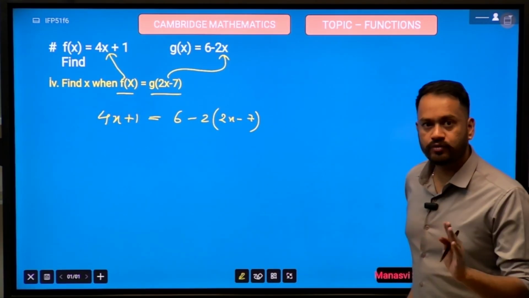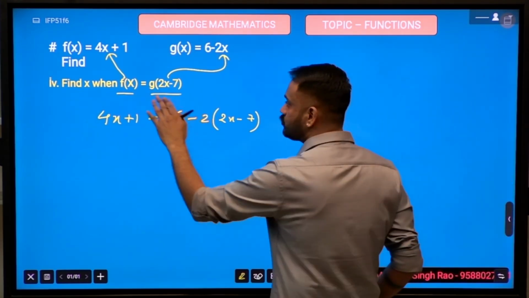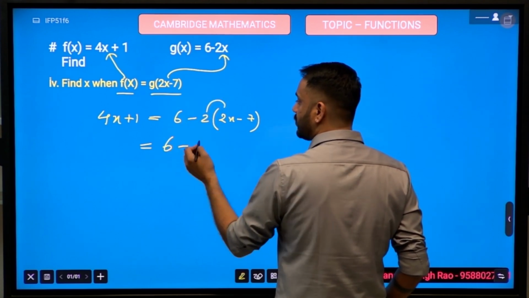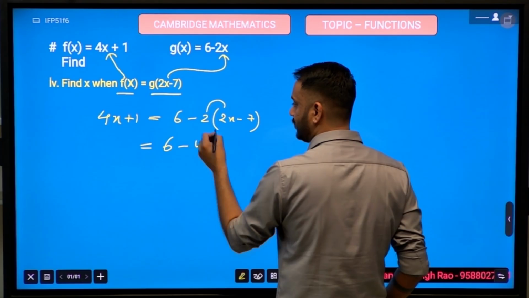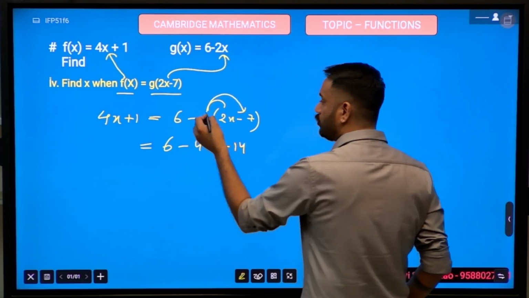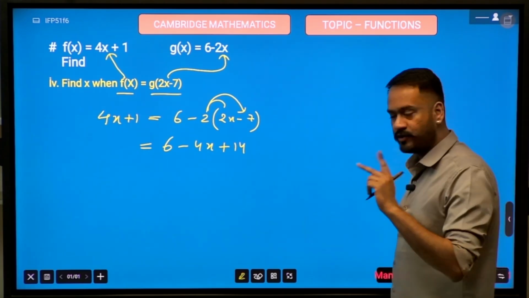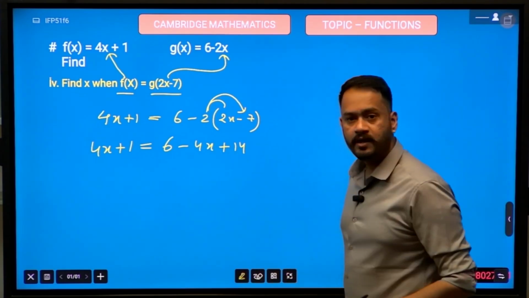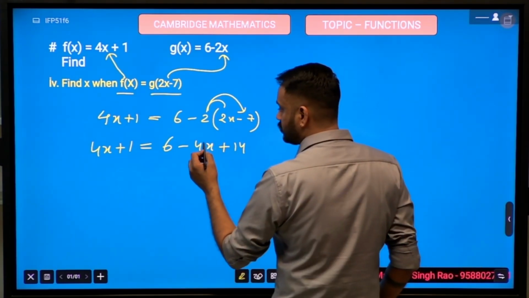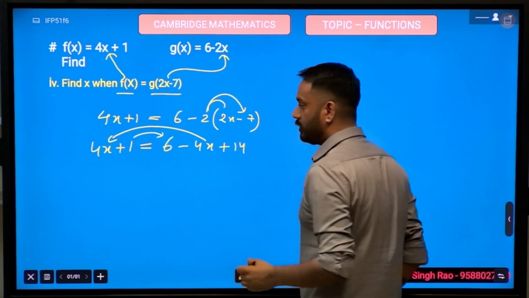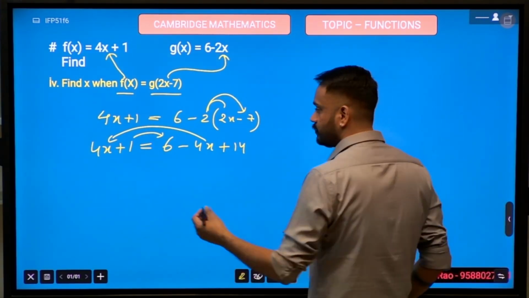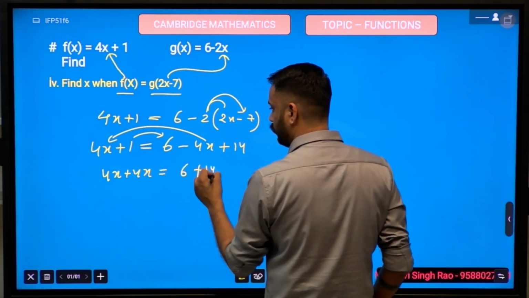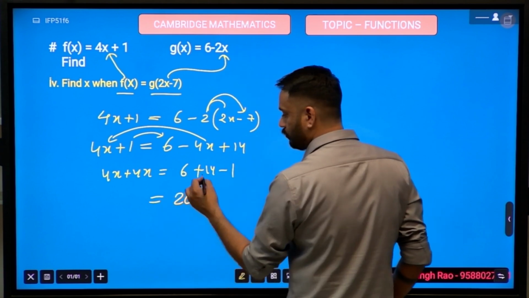Now you just need to solve this to get the value of x. So by that way, 6 minus 2 times 2x is minus 4x, and then if you multiply, 2 times 7 is 14, so minus will be positive, so positive 14. Now here it is 4x plus 1. Clear, children? Now I can shift this to this side, the constants on one side and the variables on the other side. So it will be 4x plus 4x equal to 6 plus 14 minus 1. So 6 plus 14 is 20.